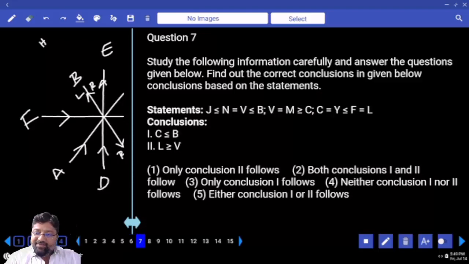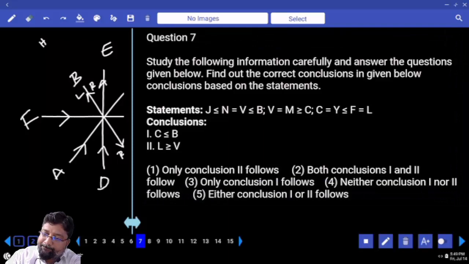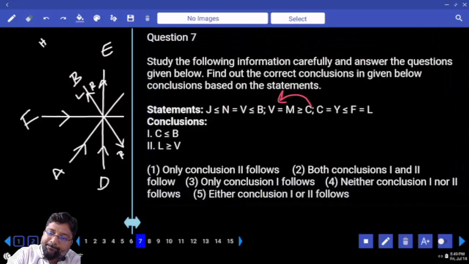C and B, L and B. Where is this C? C to B. Whose help do I need to take? C to B. B to B. C less than or equals to V, V less than or equals to B. Directly, C is less than or equals to B.